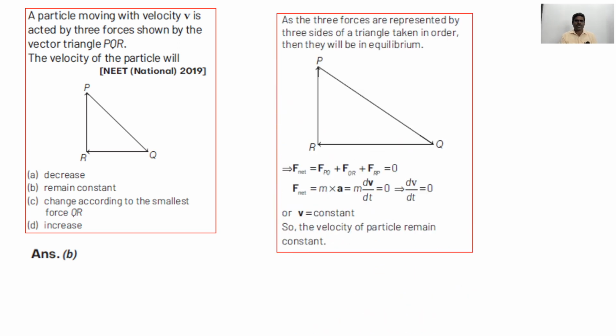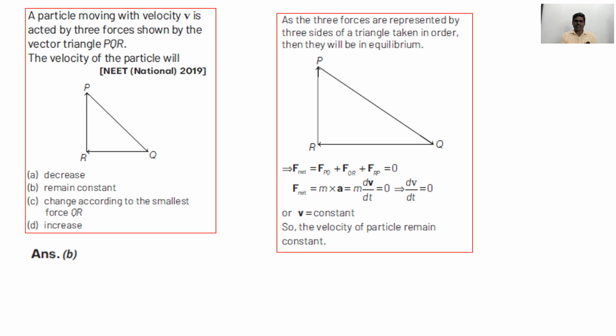As three forces are represented by three sides of a triangle taken in order, they will be in equilibrium, that is, F net equals FPQ plus FQR plus FRP equals 0. Net force equals M into A, mass into acceleration. Acceleration is nothing but the rate of change of velocity. So M into dV by dt equals 0, or dV by dt equals 0. It means V is a constant.